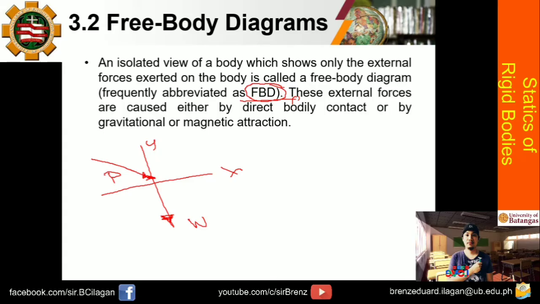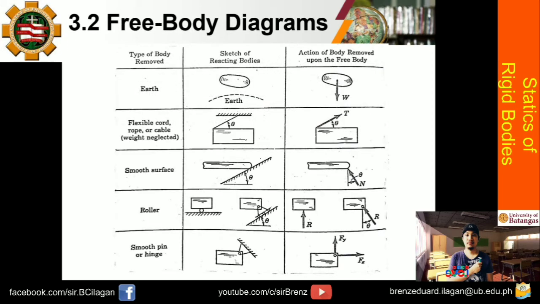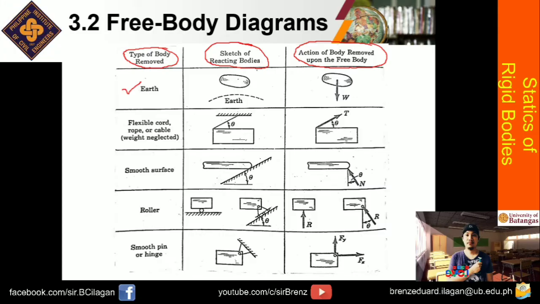These external forces are caused either by direct bodily contact or by gravitational or magnetic attraction. Okay, let's proceed with the next slide to see other free body diagrams. For example, here we have a table. In the first column, the types of bodies, then the sketch of the reacting bodies, and the action of the body upon the body. The first one is the Earth, or the force of gravitational acceleration.